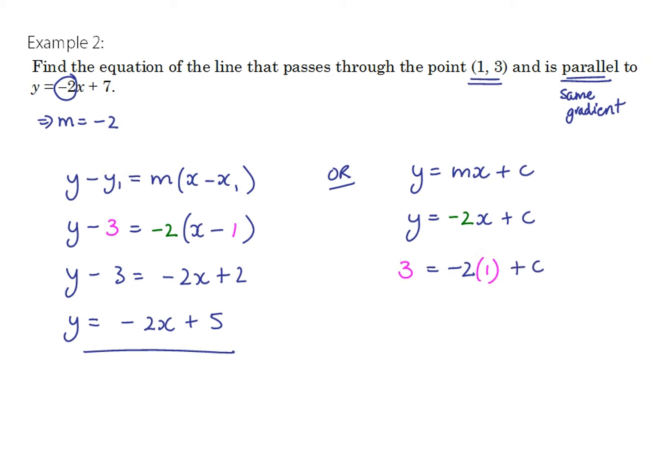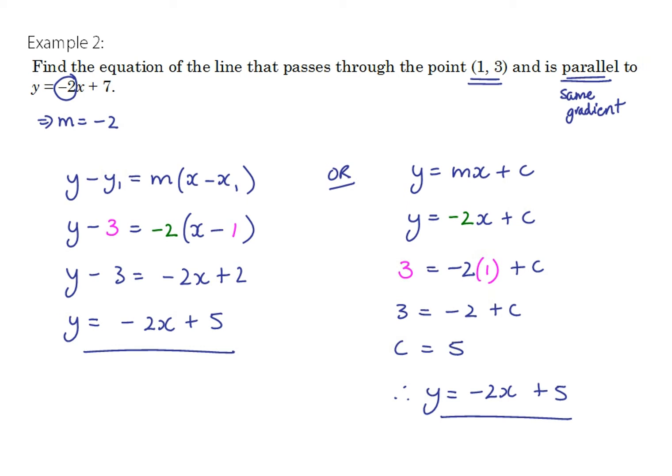And so now we have an equation that we can solve for c. So 3 equals negative 2 plus c. Adding 2 to both sides, c is equal to 5. And so now I know both m and c. And so therefore y is equal to negative 2x plus c, which is 5. So both give you the same result.